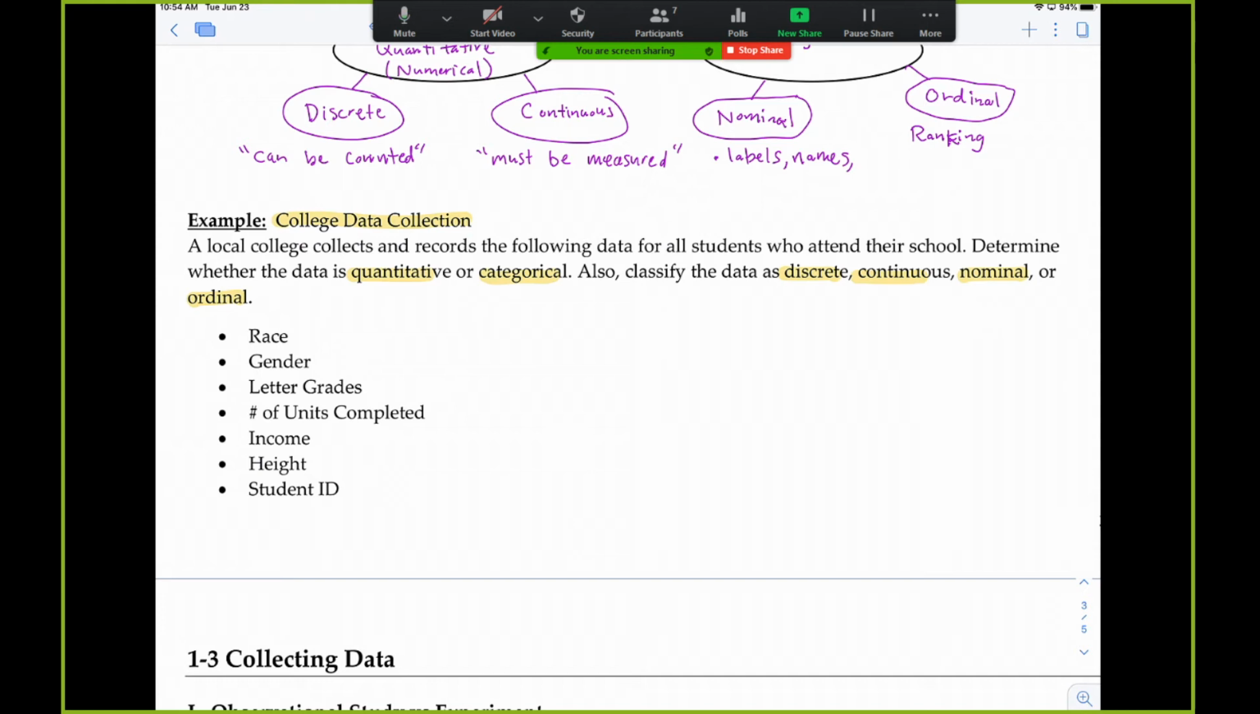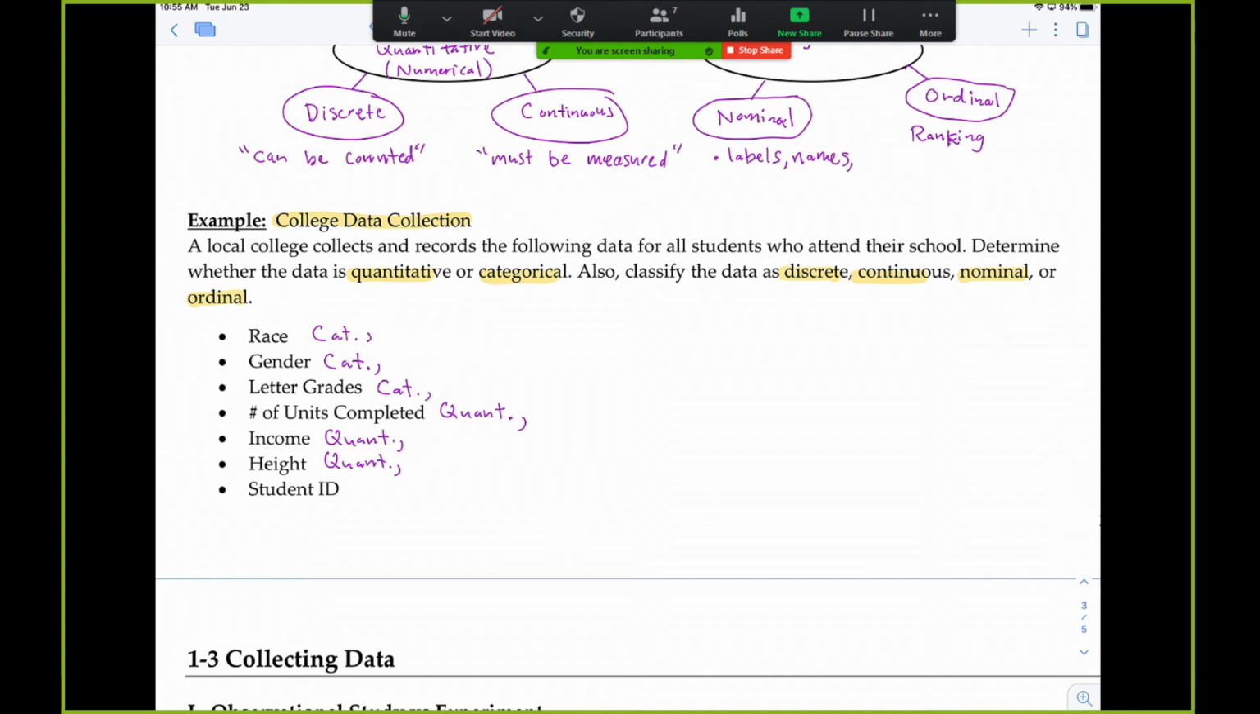Race, is that quantitative or categorical? That looks to be categorical, and I'm just going to put cat for short. Gender is also categorical, right? There are no numbers there. Letter grades, that is categorical. Number of units, well, that's quantitative because we're using numbers that represent a count, so I'm going to put quant. Income is quantitative as well because those are numerical values. Height is quantitative as well, because those are numerical values.